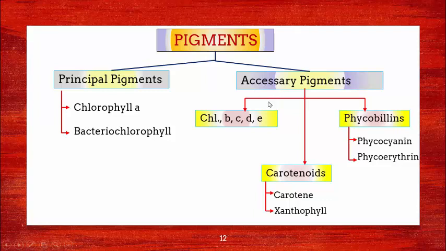Accessory pigments include chlorophyll B, C, D, E, etc., carotenoids and phycobilins. Carotenoids include carotene and xanthophyll. Carotene is a red or orange colored pigment and xanthophyll is a yellow colored pigment. Also, phycobilins include phycocyanin and phycoerythrin.